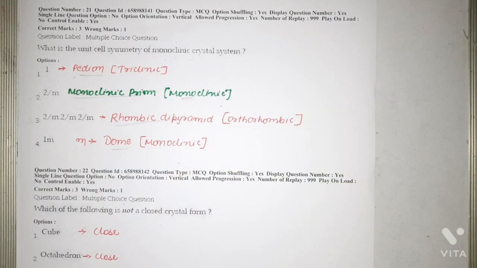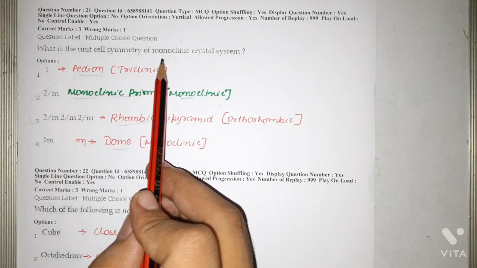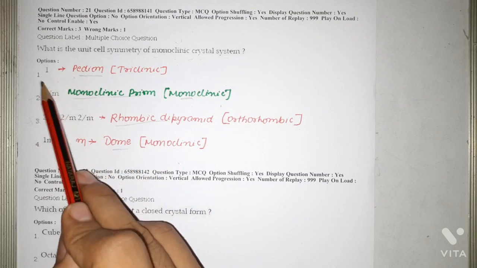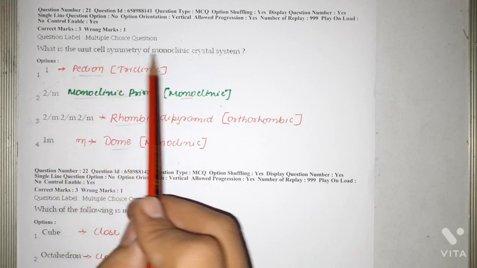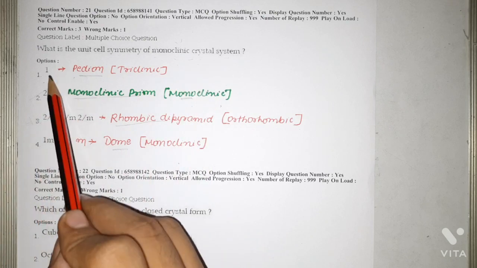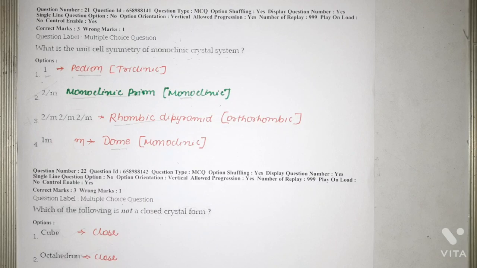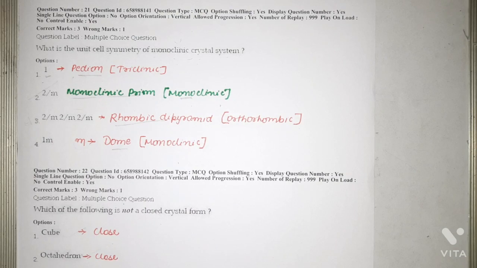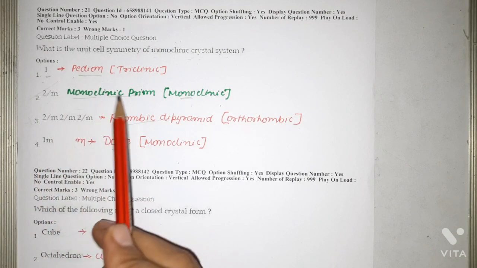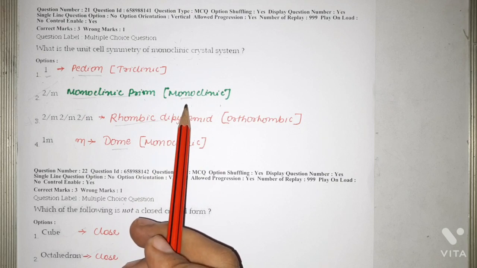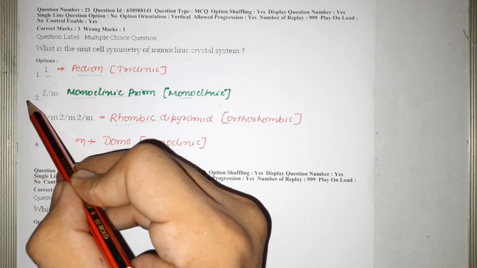Now, next question is, what is the unit cell symmetry of the monoclinic crystal system? We have to tell which of the following HM symbols represents the unit cell symmetry of the monoclinic crystal system. First one is 1. This symbol represents the form pedial, which belongs to the triclinic crystal system, so this is clearly not the answer. Second is 2/m. This represents a monoclinic prism, which is a form of the monoclinic crystal system, and it is the unit cell symmetry of the monoclinic crystal system. So the correct answer is 2/m.